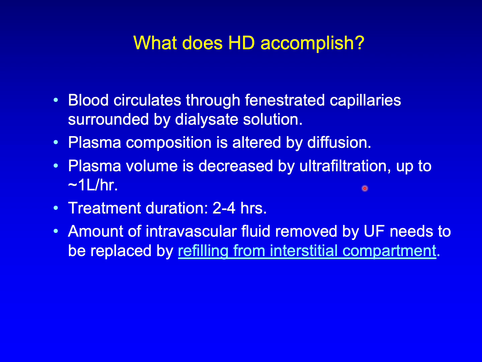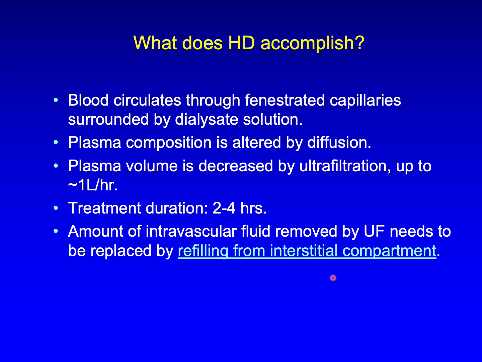But as you might imagine, removing 1 liter per hour of plasma for several hours can put quite a strain on a person's cardiovascular system. And if you're removing 3 to 4 liters in a treatment, remember that this is approximately the entire plasma volume of a 70-kilogram man, and the fluid removed from the vascular compartment needs to be replaced by refilling from the interstitial compartment. Many acutely ill patients who may have heart failure and or low blood pressure to begin with are unable to tolerate this rate of fluid removal.